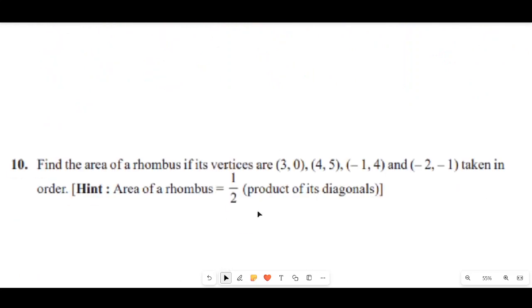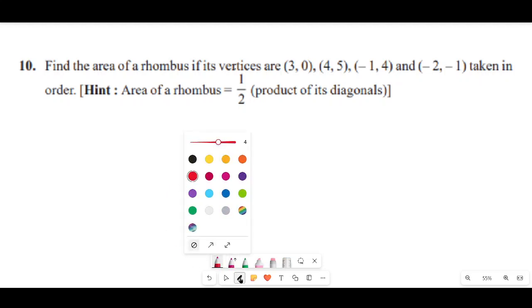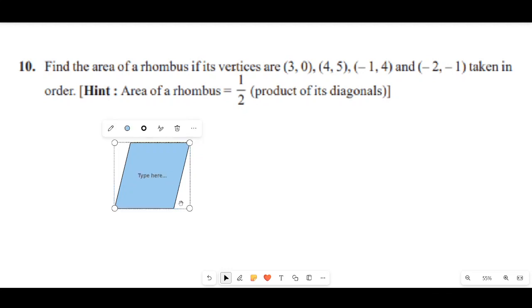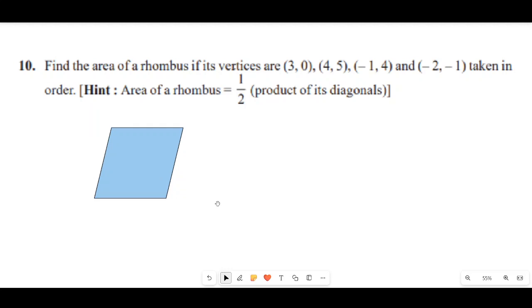Now come to question number 10. Here in this question we have to find the area of a rhombus. Don't worry, if vertices are given, they are taken in order. So first we should make a rhombus. Clear? Both are the same length, should be the same length. Clear?